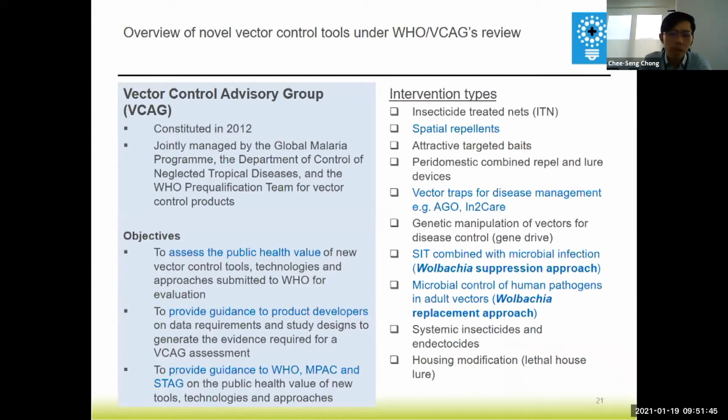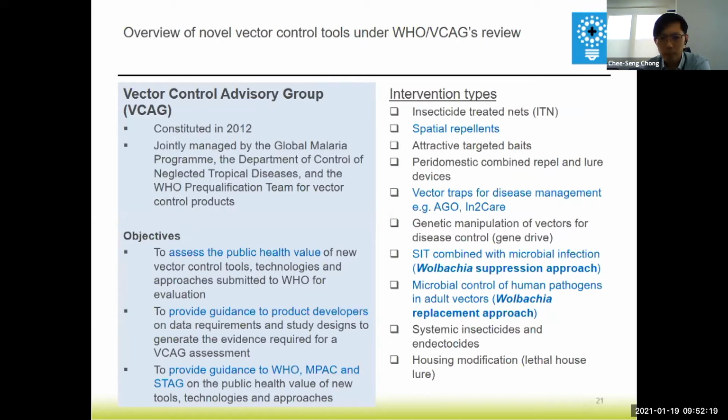So this group was set up really to assess the public health value of some of these new vector control tools, and really to provide guidance for both the developers as well as some of the countries as to how they can adopt these novel control tools. And among the list of these novel tools, they have broadly categorized them into a few intervention types, and I've provided a list here.